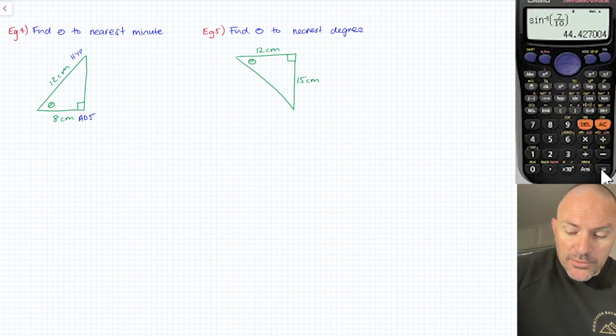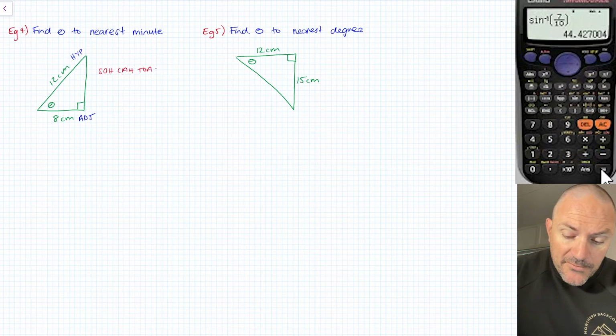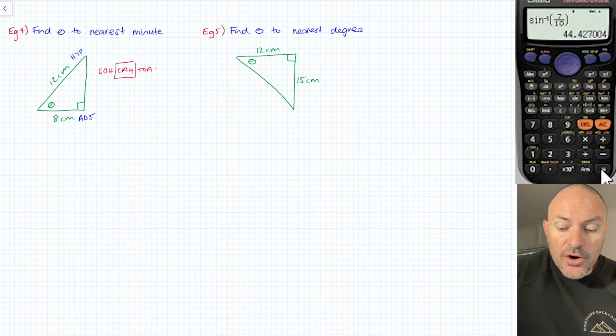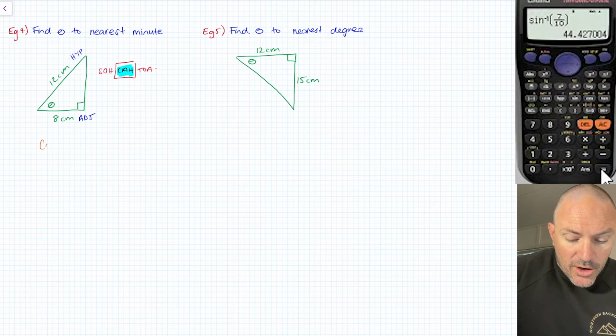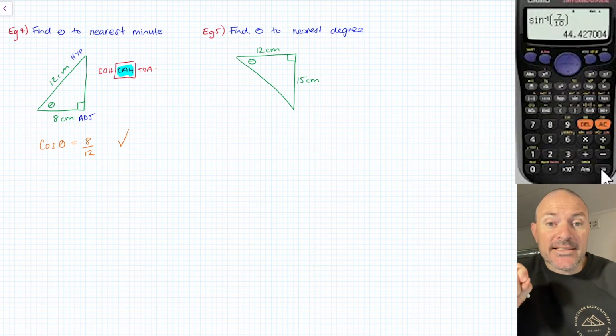So again, I don't have my rule there, so SOHCAHTOA, and hopefully we'll recognize that we're using A and H, therefore it's the CAH rule, okay, cos. So I'm going to now write my rule out. We're going to have cos theta equals 8 over 12. All right, that's my first line that I must see.